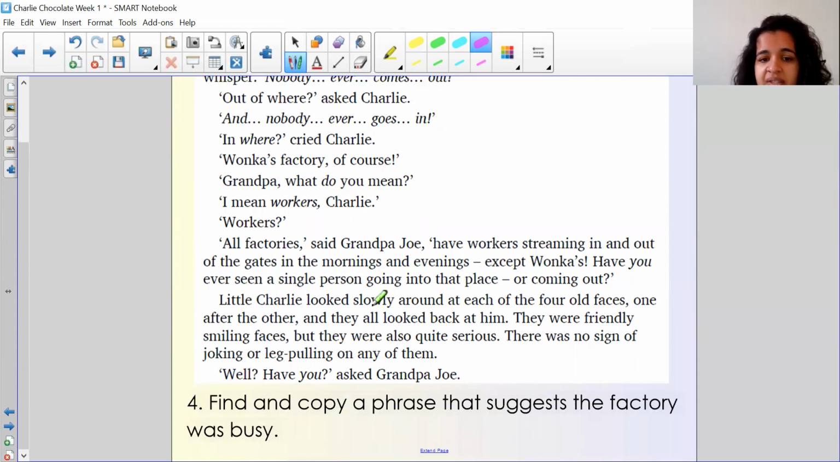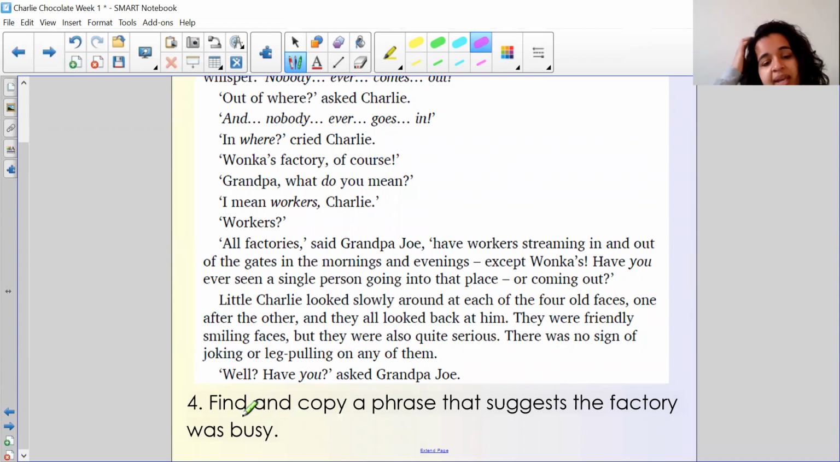Little Charlie looked slowly around at each of the four old faces, one after the other, and they all looked back at him. They were friendly, smiling faces, but they were also quite serious. There was no sign of joking or leg pulling on any of them. Well, have you? asked Grandpa Joe.